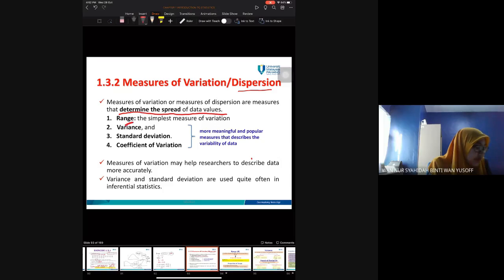We have measures that we discuss under this subtopic: range, variance, and standard deviation. These three measures we use when we compare similar variables. Similar variable means similar unit.